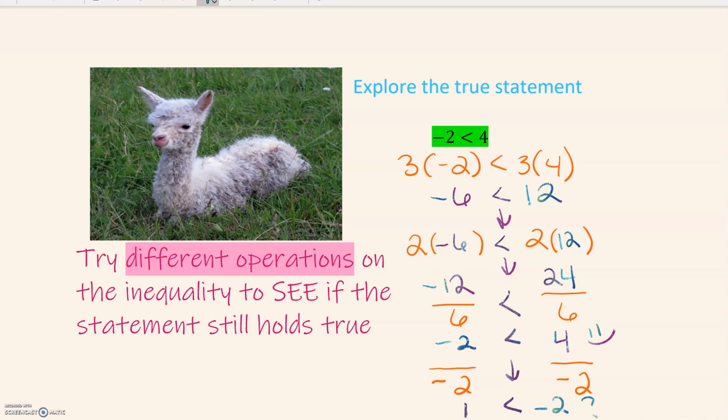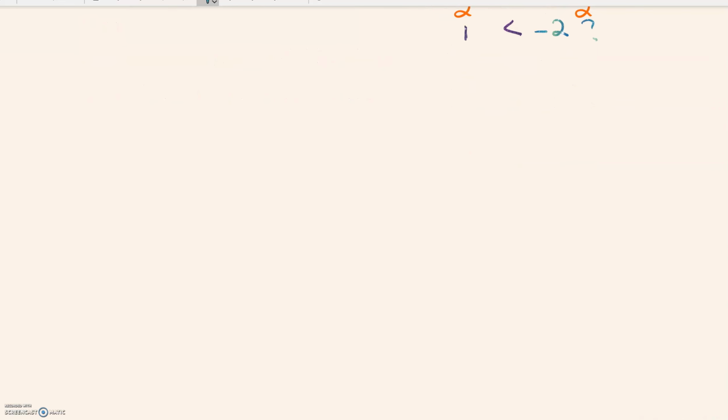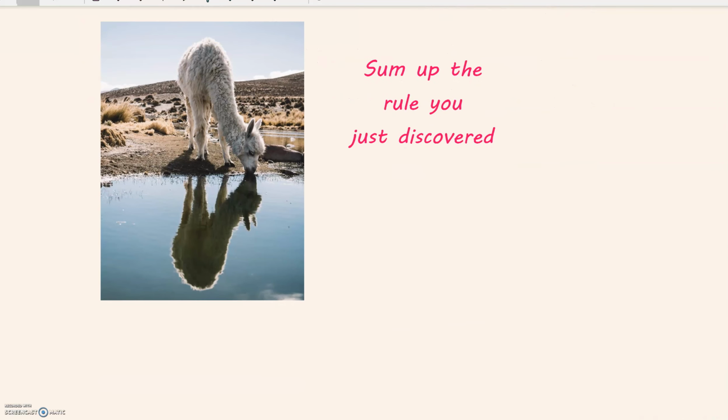You can fix this by flipping the inequality symbol. I can flip it to say that 1 is greater than -2. By flipping that symbol, I now made that statement true. This is why when you multiply or divide by a negative number, you need to flip the inequality symbol. Please take a moment on your paper and sum up the rule that you just discovered in that exploration we just did.